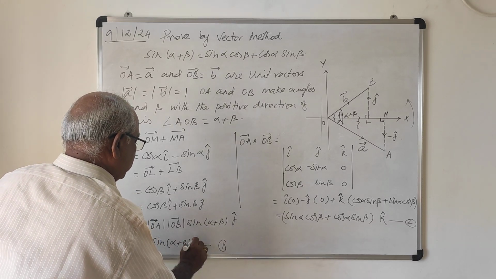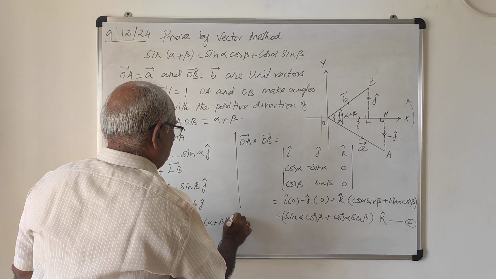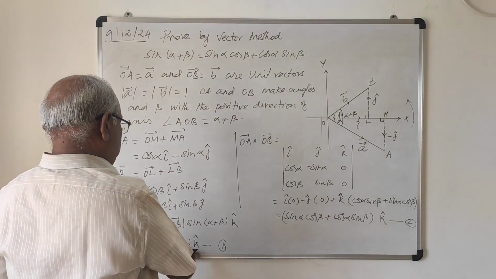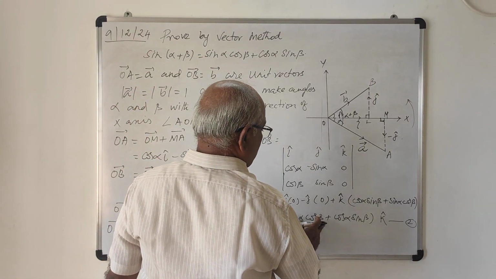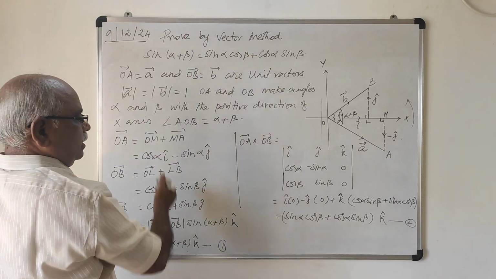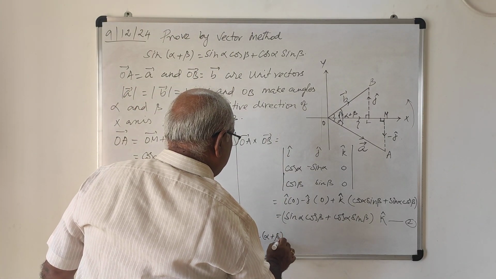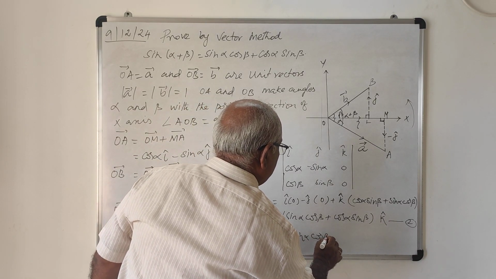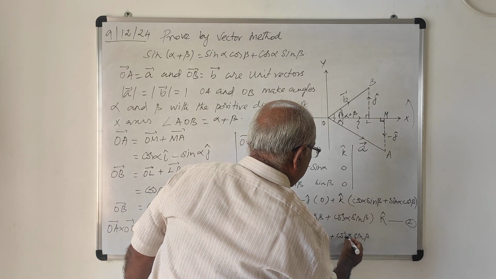So comparing equations 1 and 2, OA cross OB is sin alpha plus beta into the unit vector perpendicular to both I and J, which is K. So n cap is the K vector. So sin alpha plus beta into K. Similarly, sin alpha cos beta plus cos alpha sin beta into K. Equating 1 and 2, you will get sin alpha plus beta equal to sin alpha cos beta plus cos alpha sin beta.